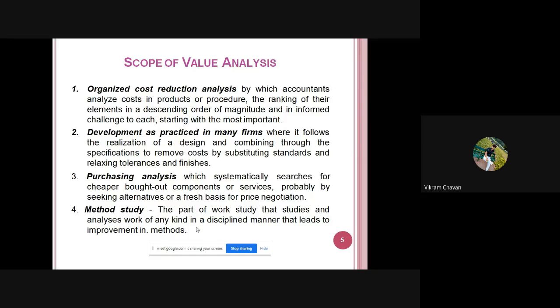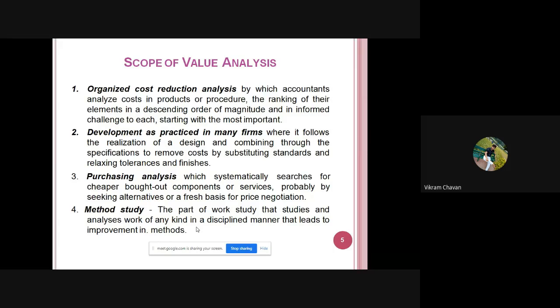Okay, if the existing component is there, then in that case we have to find out the different alternatives. Okay, different vendors, and call the quotation from them according to the functionality. So this is nothing but a purchasing analysis. Now this method is also applicable in the service sector.